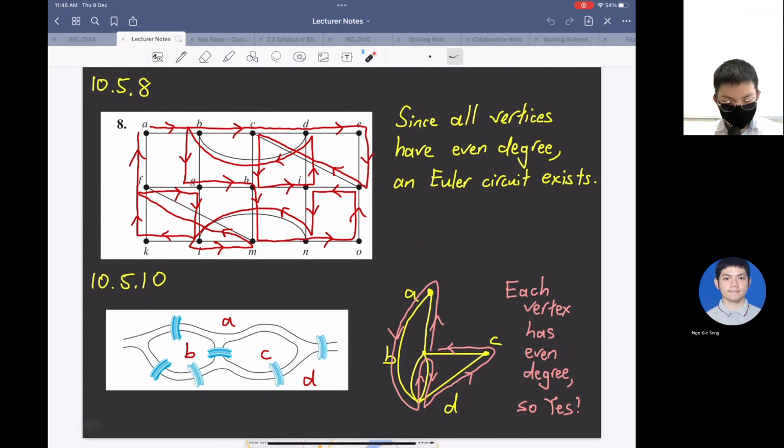10.5.10. Okay, so this one is another bridge question. You need to find your connected component, find your vertices. You can see that each vertex has an even degree. So you have an Euler circuit.